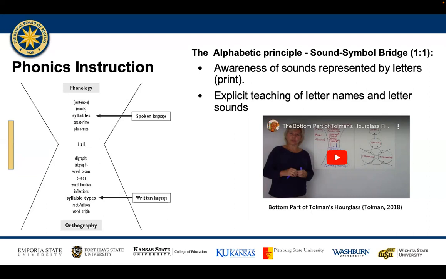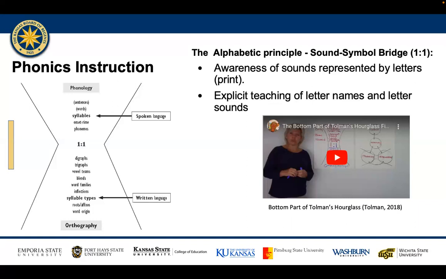Tolman's hourglass illustrates the alphabetic principle in the middle of the graphic, pointing to the one-to-one correspondence of matching sound to print. The bottom half of the hourglass lists the print patterns associated with English orthography. These print patterns progress from simple to complex, in other words, from single letters representing sounds to graphemes representing vowel or consonant sounds with two or more letters. You can view Dr. Tolman's video for an additional explanation of the bottom part of the hourglass in relation to Seidenberg and McClelland's four-part processing model.